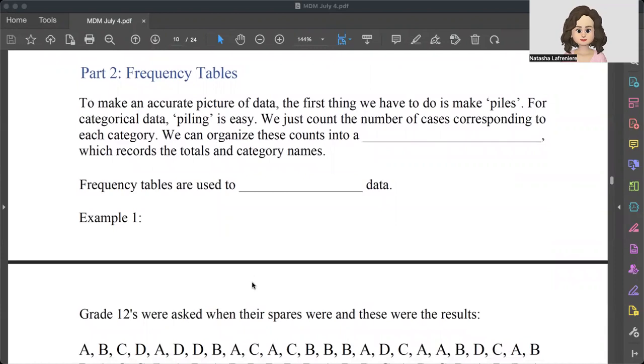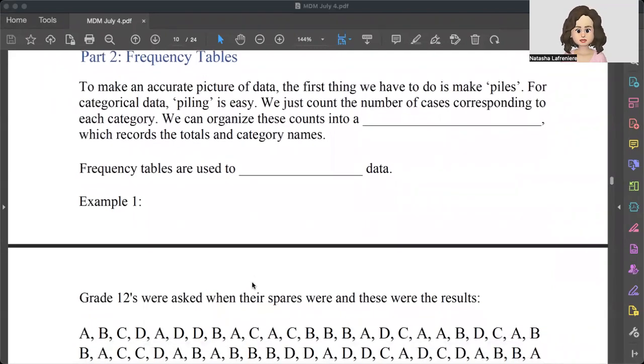So we have frequency tables. To make an accurate picture of data, the first thing we have to do is make piles. For data, piling is easy. We just count the number of cases corresponding to each category. We can organize these counts into a frequency table. Frequency tables are used to organize data.